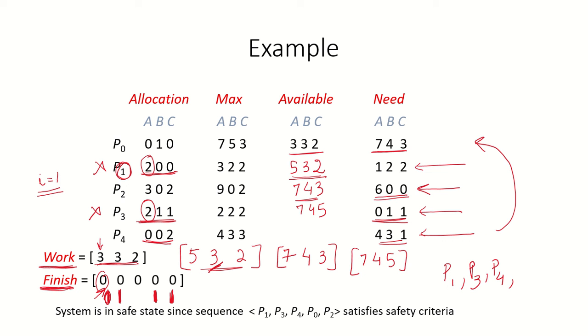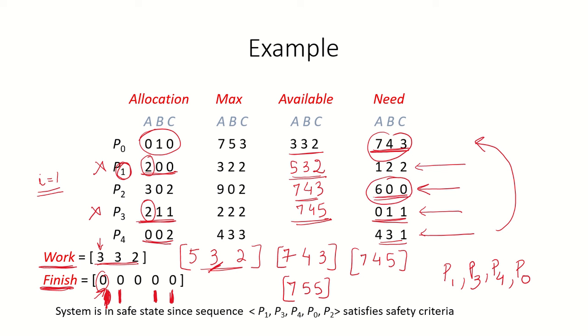So we come to P0 and we see that now P0's need is less than the available. So now P0 can be run. P0 will release its resources and its finish vector will become 1. So the new work vector would be 7, 5, 5 and P0 is done. And now when we check next, only P2 is remaining.